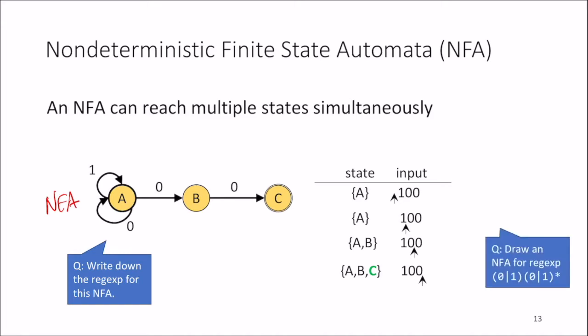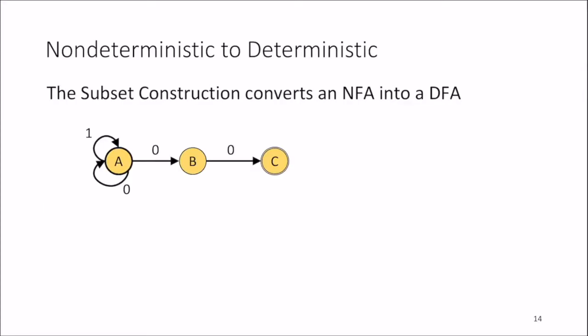And draw an NFA for this regular expression, which is 0 or 1, followed by 0 or 1 star. So what we want to do next is take a non-deterministic finite state automata and make it deterministic. There's some advantages to being deterministic. When you're at a state, I know that I'm exactly going to one state. So that's a property of a DFA.